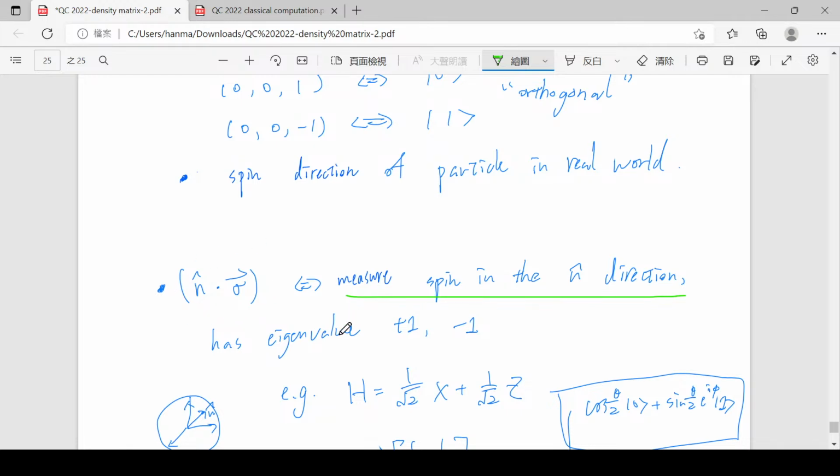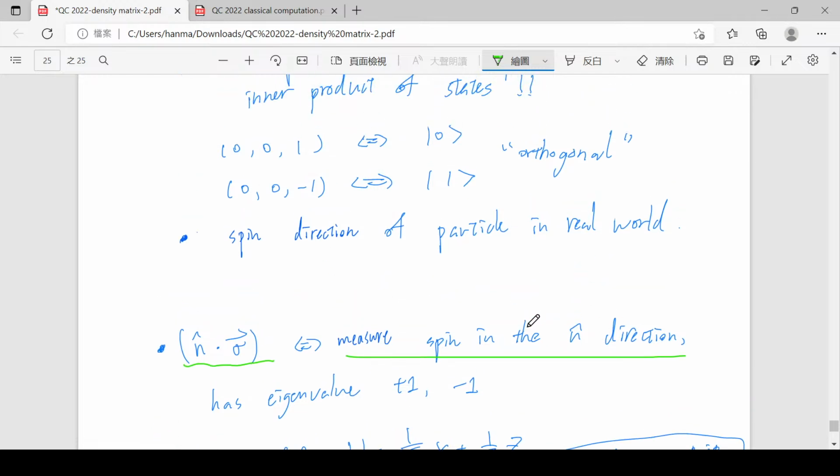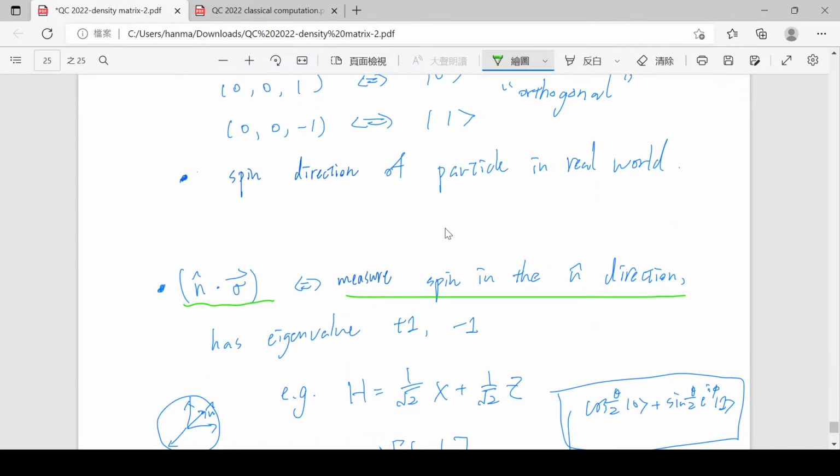And they can be written nicely as a linear combination of Paulis. If you want to measure in some n hat direction, once again this n hat is a unit vector in 3 dimensions, so it has components n hat x, n hat y, n hat z. If you want to measure in this direction, that's the same as measuring n hat dot sigma.